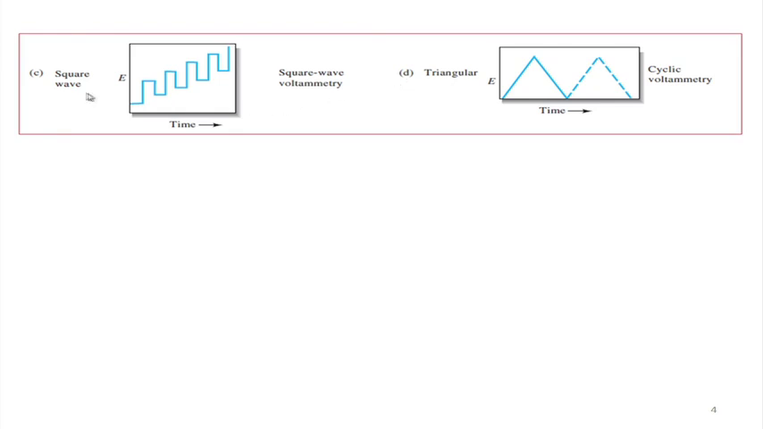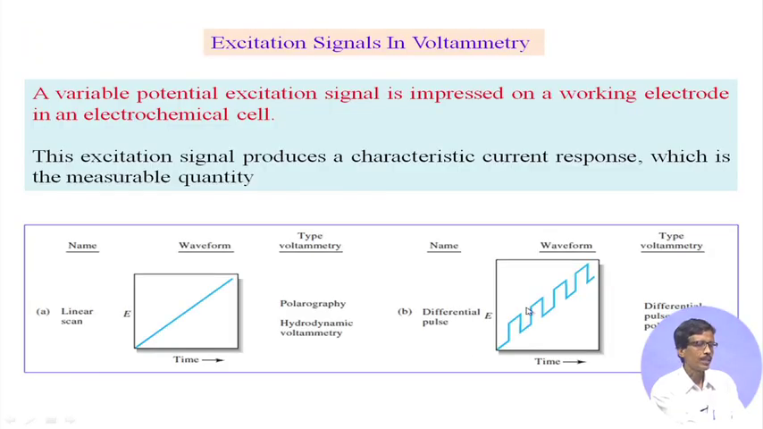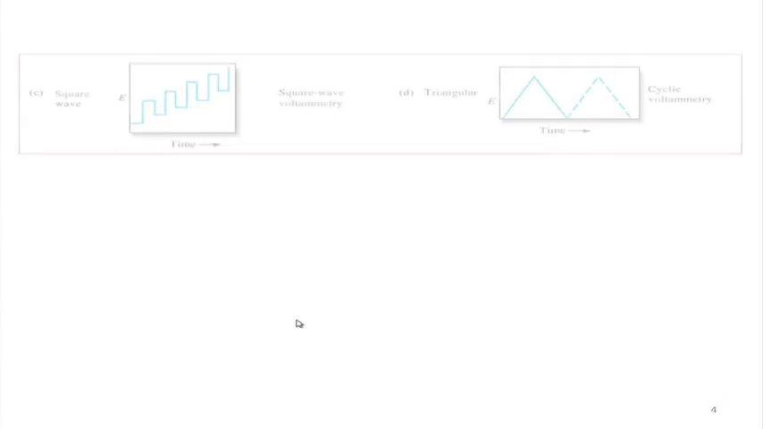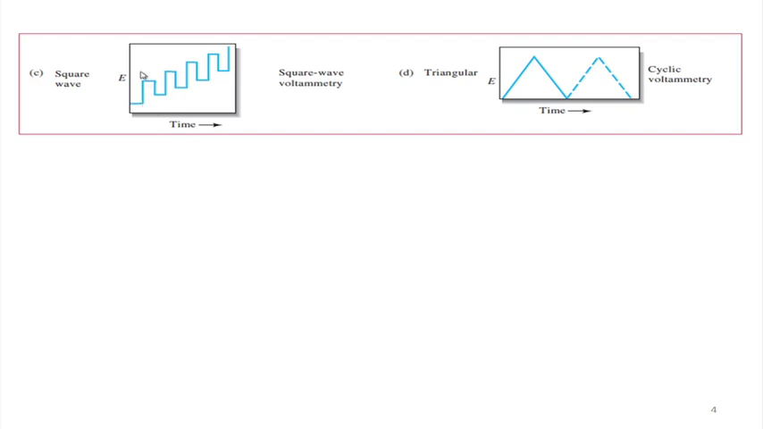When you have the square wave, previously what we saw was the differential pulse, which is linearly increasing, like this linear scan. But when we get the square wave, the potential is also changing, but the wave is typically a square, the nature of this wave is different, and the corresponding technique is known as square wave voltammetry. So, depending upon the waveform you have, the name of the technique is labelled accordingly. If your waveform is square wave, it will be termed square wave voltammetry.